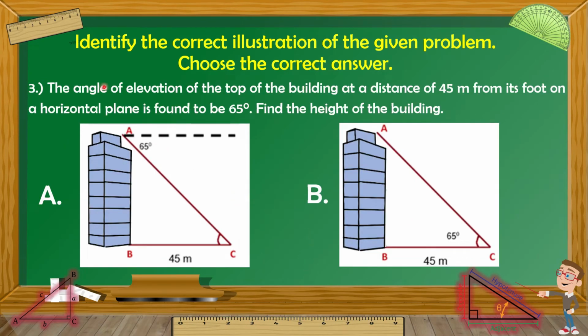Number 3, the angle of elevation of the top of the building at a distance of 45 meters from its foot on a horizontal plane is found to be 65 degrees. Find height of the building. So, alin dito yung correct illustration nitong problem na ito. Pause the video, then answer. The correct answer is letter B. So, angle of elevation, ito yung horizontal line natin and nakatingin tayo sa taas ng building. So, this is angle of elevation.